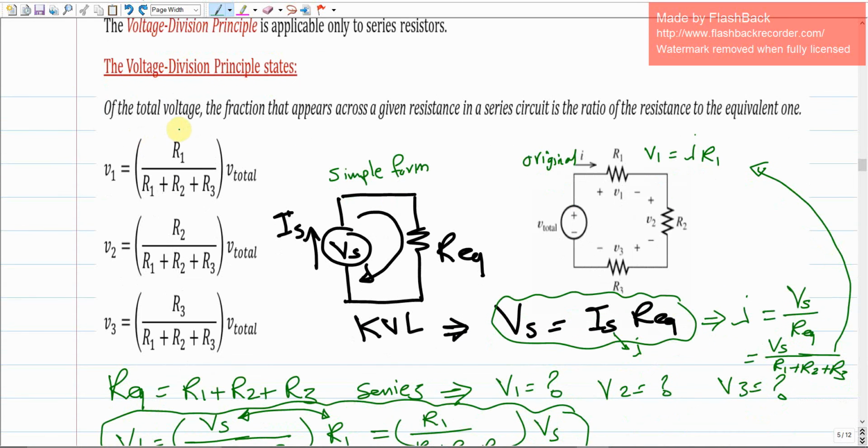This is the statement of the voltage division principle, which states that of the total voltage, the fraction that appears across a given resistance in a series circuit is the ratio of the resistance to the equivalent resistance. Make sense? This is the statement of the voltage division principle and how it works. And we're going to use it when we do analysis of electrical circuits using the equivalent resistance method. Make sense?